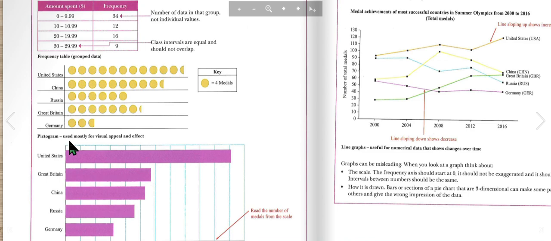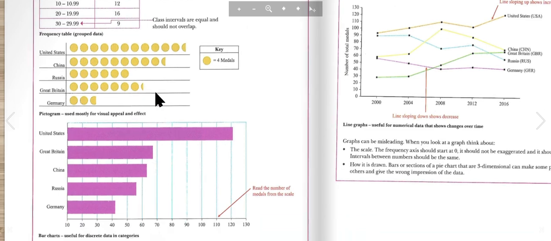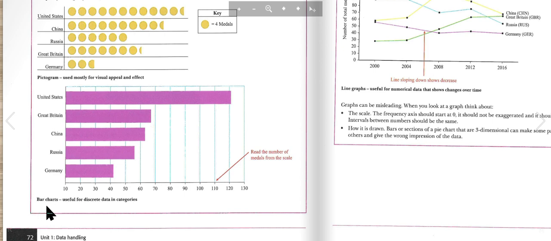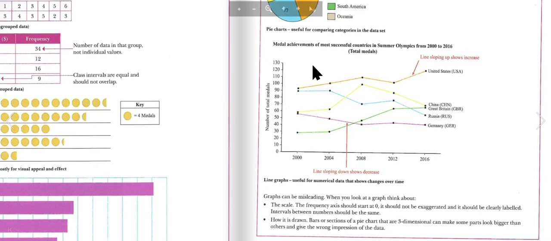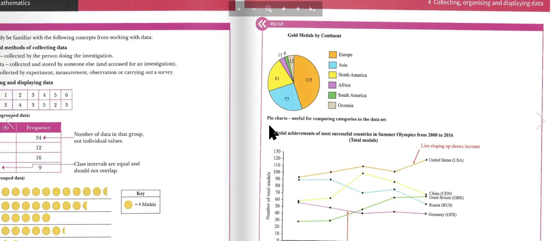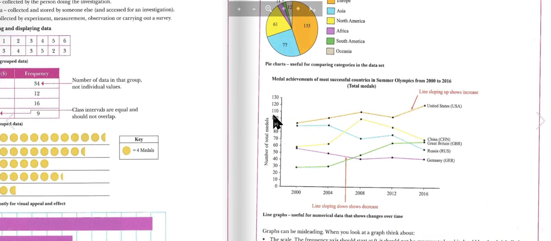Pictogram used mostly for visual appeal and effect. Bar charts useful for discrete data in categories and read the number of items from the scale. Pie charts useful for comparing categories in the data set. Line graphs used for numerical data that shows changes over time. So the line sloping up shows increase and the line sloping down shows decrease.